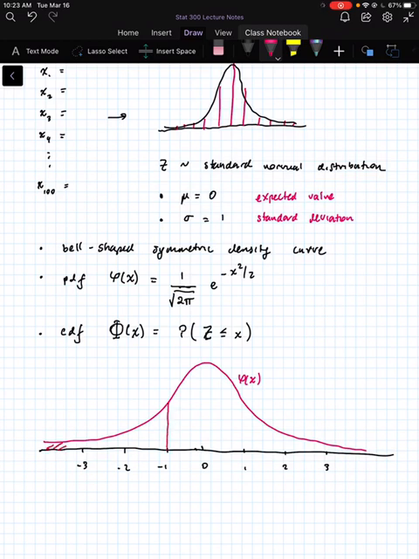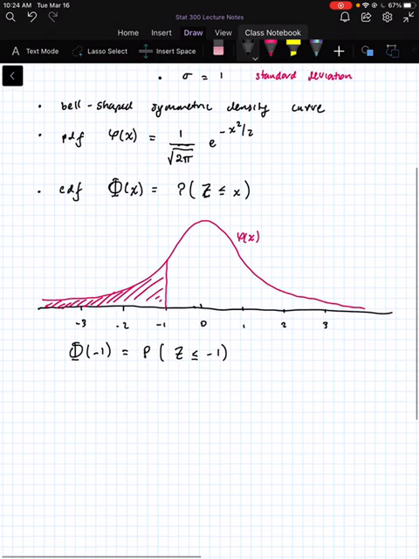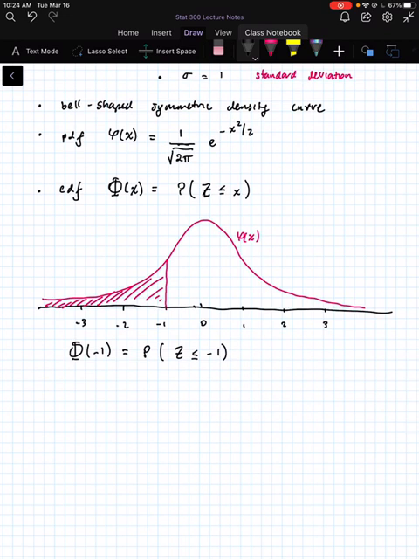And the area underneath the density curve, say if we're looking at this area, means that we're looking at phi of -1, which is the probability that a random value distributed according to the standard normal distribution is going to be less than or equal to -1. Now, how do we actually find these probabilities? How do we find percentiles for the standard normal distribution? We're not going to be using the actual PDF and CDF functions. What we're going to be using is technology.